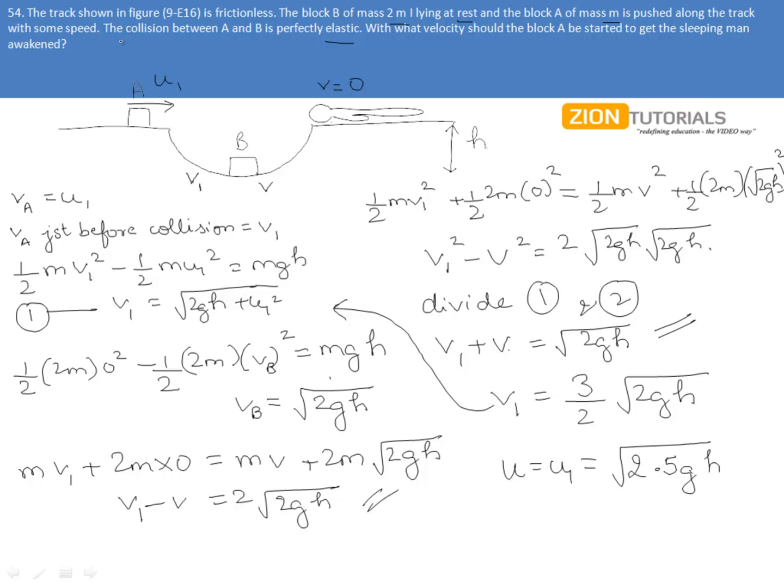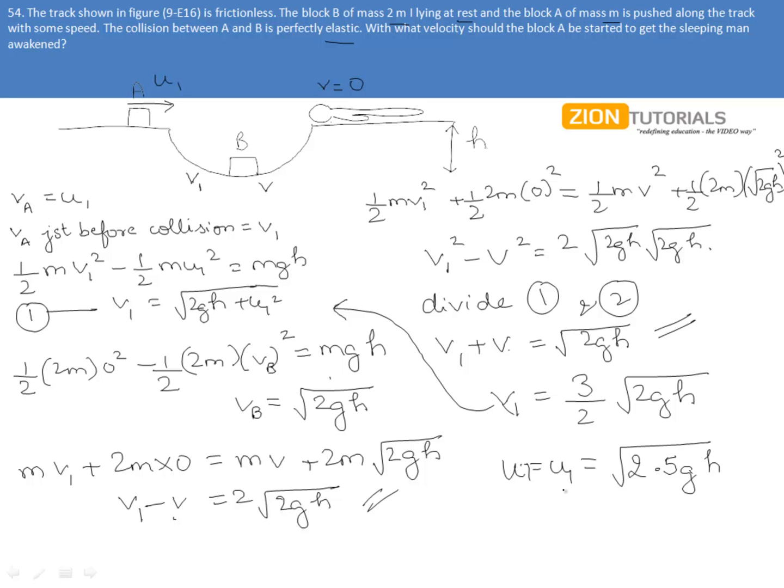So in this question, we found out the velocity of A before the collision, that is here. Then we found out the velocity of B after the collision, with which we used momentum conservation, giving us the relation between v1 and v. Again we found one more relation between v1 and v in order to get the value of the velocity of A before collision, and then we equated both the values to get the initial velocity u.